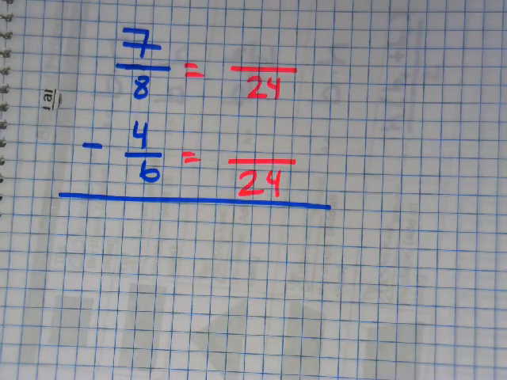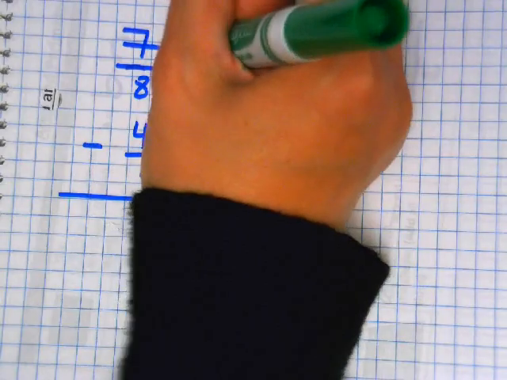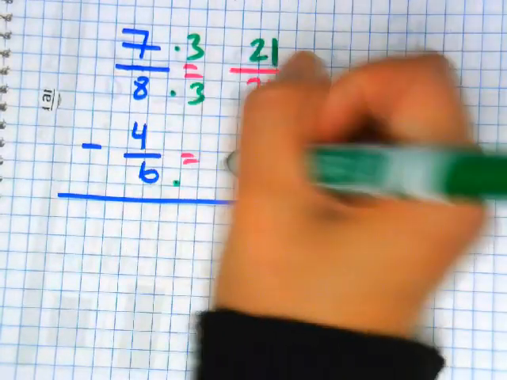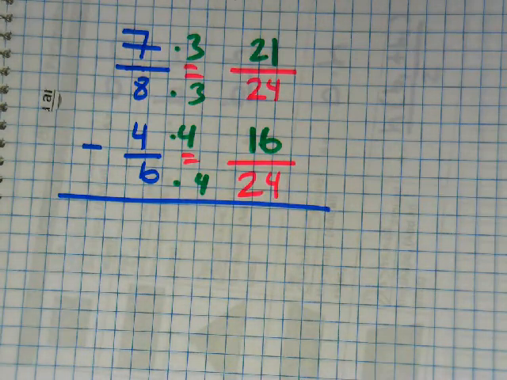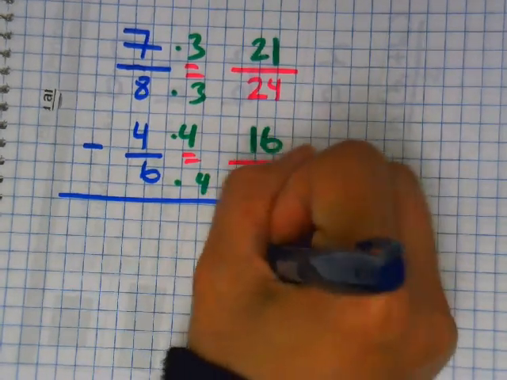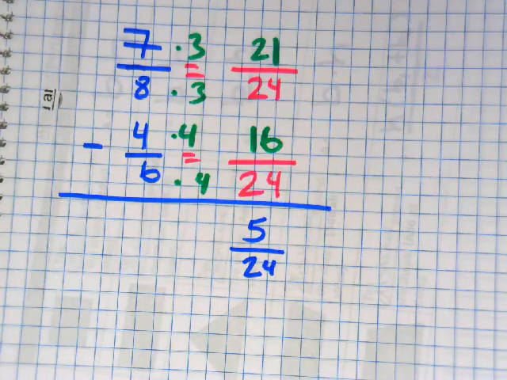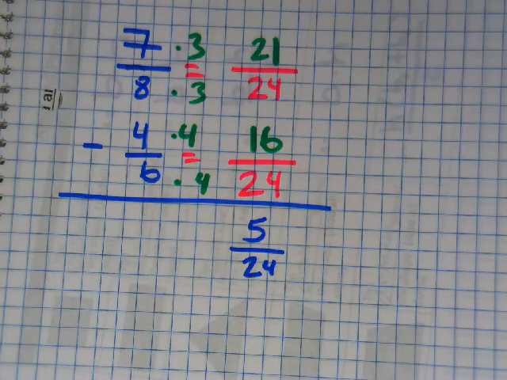So now you go, okay, 8 times what is 24? Do it to the top. It is subtraction, so don't forget to subtract, not add. So what's 21 minus 16? 5. So 5/24. We're okay? Is this all coming back to you?